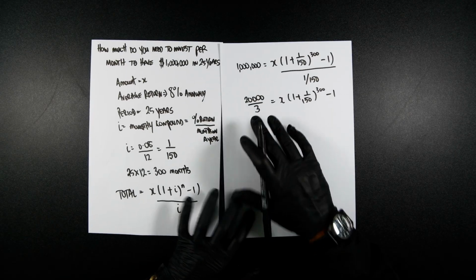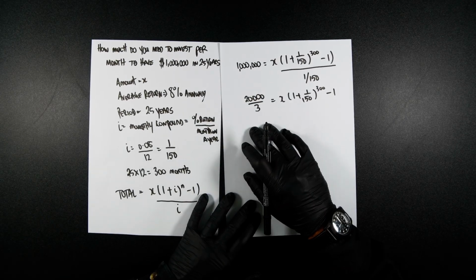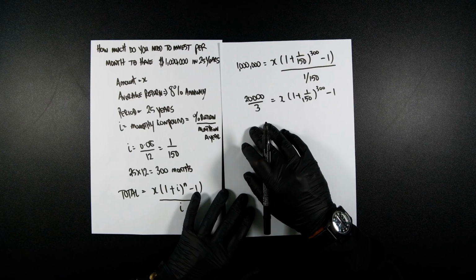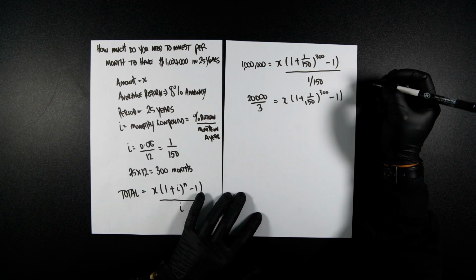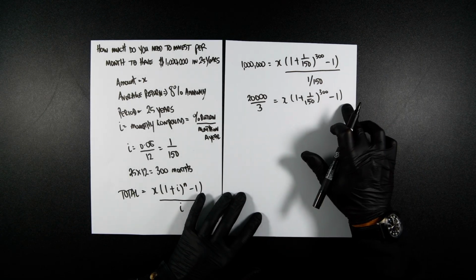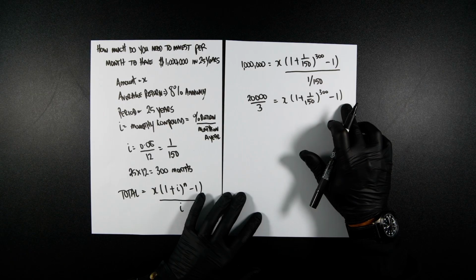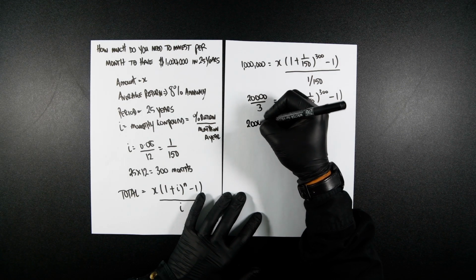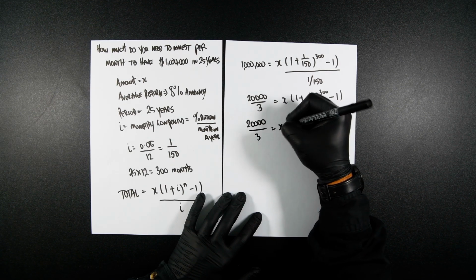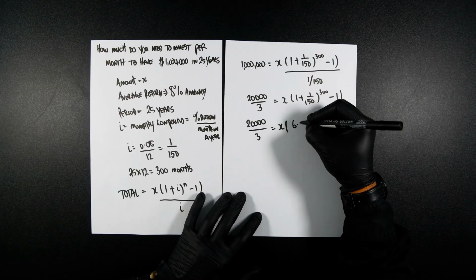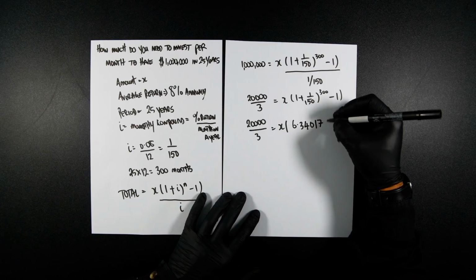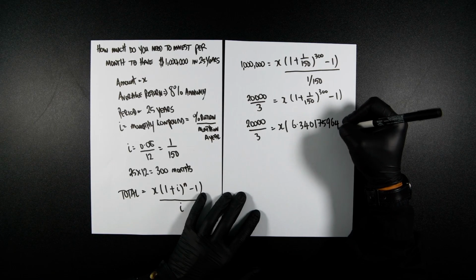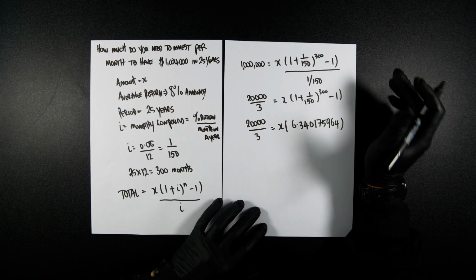Keeping everything in a fraction is super crucial. Do not convert this to decimals. And then we're going to do everything in here. So there's an open bracket there. So let's close that. Let's do everything inside this bracket, and I'm going to write it out as the full decimal. So it's going to be 20,000 divided by 3, which equals X times 6.340175964. It sounds like I'm making it up, but I'm not.